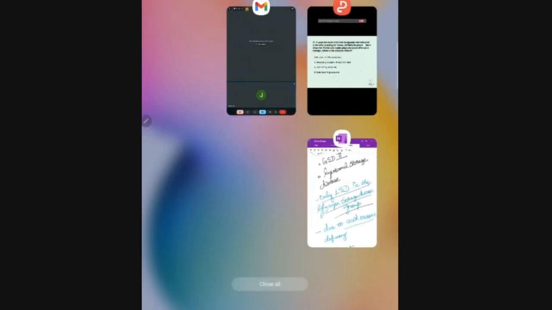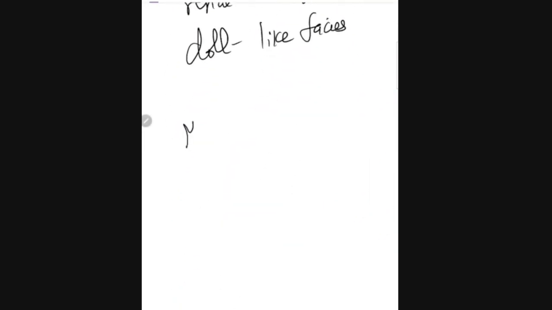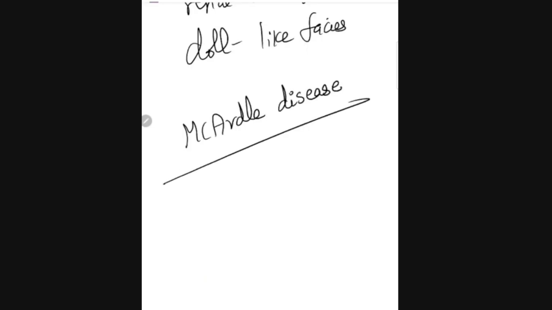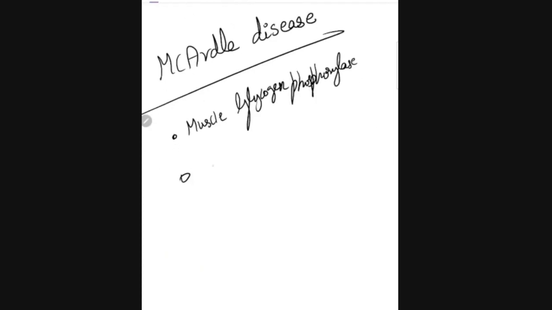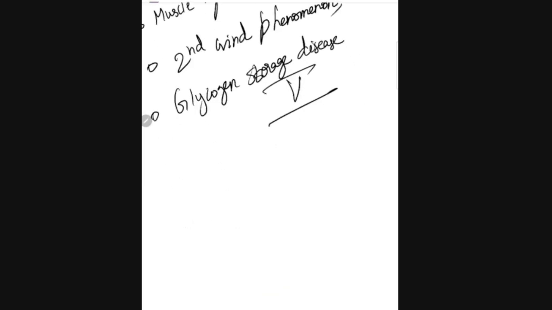What is it? McArdle disease. Muscle glycogen phosphorylase or myophosphorylase deficiency. Here what happens? I have second wind phenomenon because of accumulation of those glycogen in the muscle. So this is also a glycogen storage disease. Type 5.